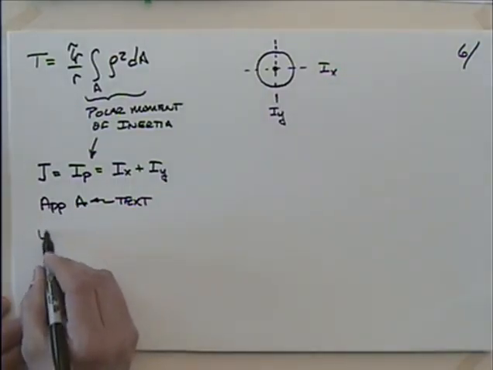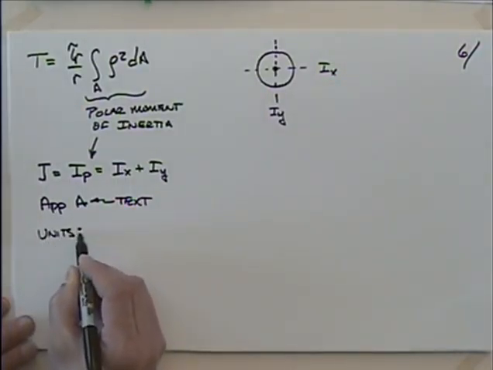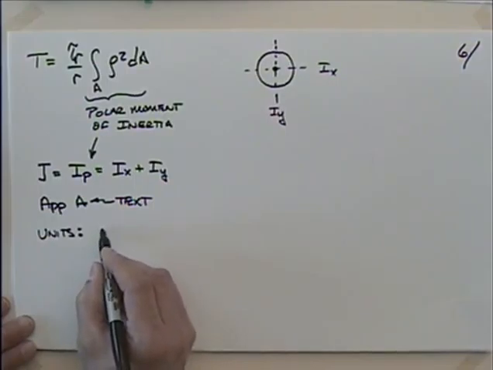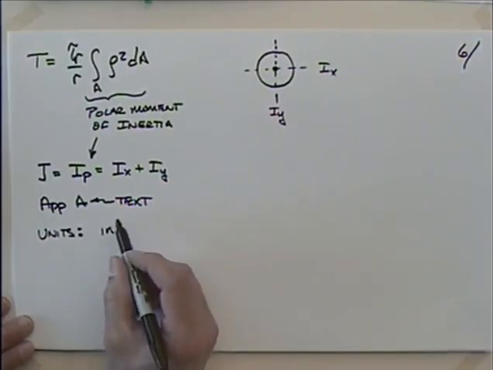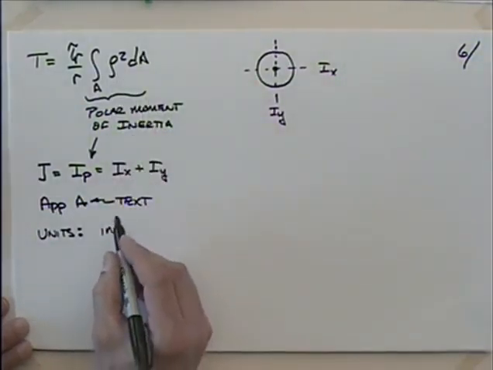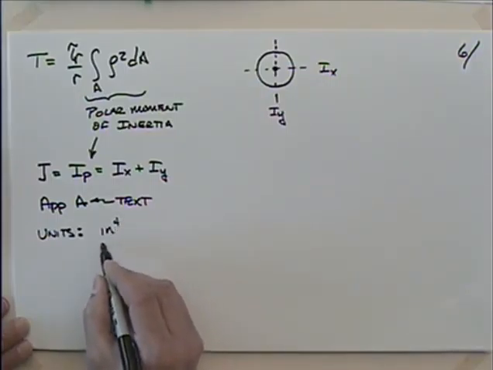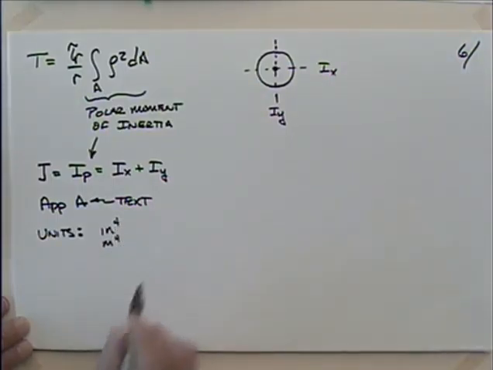If we look at units on this, the units are going to be distance to the fourth, because you've got distance squared times area, so you're going to have inches to the fourth, or meters to the fourth, or usually not feet to the fourth or millimeters. Usually the most common would be inches to the fourth or meters to the fourth.